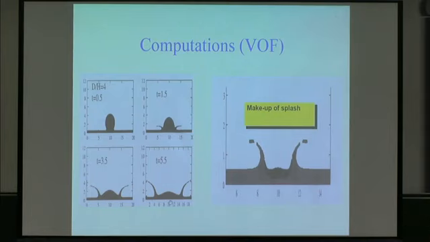And one of the things we had to look at was the makeup of the splash. So this is the raindrop hitting the puddle, and the question is, when the splash occurs, is it raindrop water mostly, or is it puddle water that goes? In this particular case, it's mostly puddle water that's splashed away.